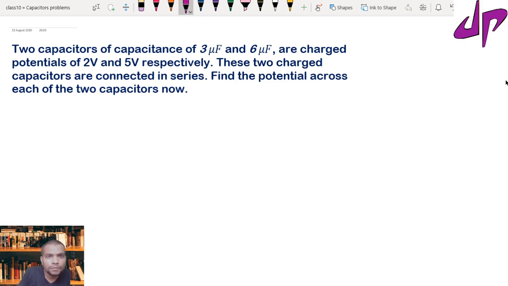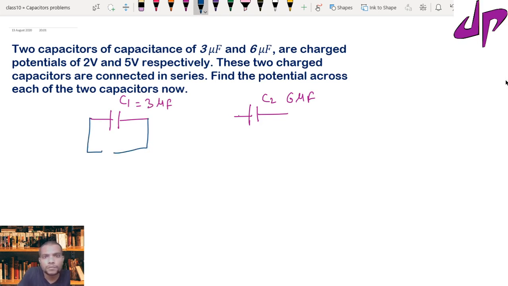So according to the given condition, we have two capacitors. Let me take C2 as 6 microfarad and C1 as 3 microfarad. These two are connected to voltage sources. Here the potential difference is 2 volt, voltage source V equal to 2 volt, and here the voltage source V equal to 5 volt.